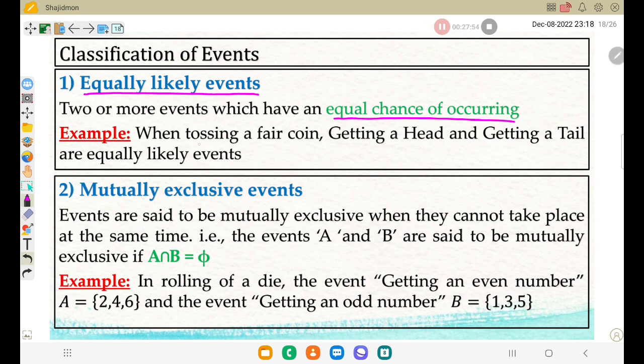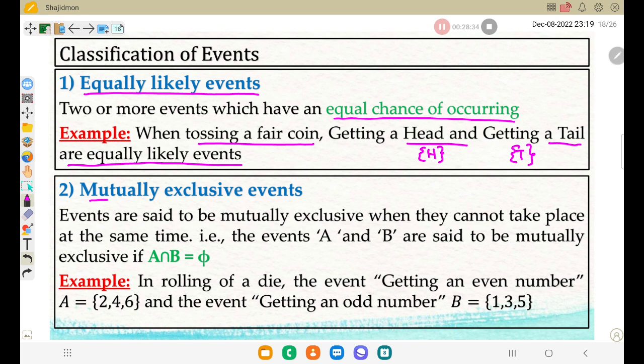For example, when tossing a fair coin, one coin we are tossing, getting head or getting tail. Getting head and getting tail are equally likely events. Correct? When we are tossing a coin, either it will come head or it will come tail. 50-50 chance, equally likely chance. So this type of event we are calling equally likely events. Either head will come or tail will come, equal chance. So this is the first classification of events.